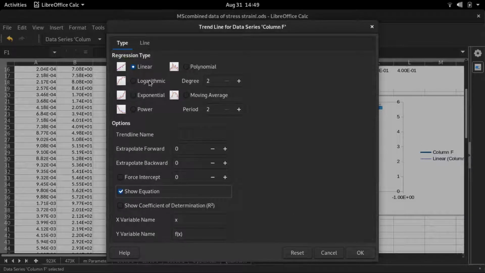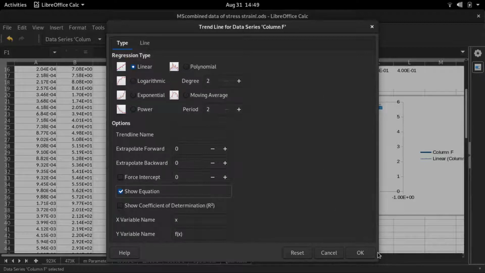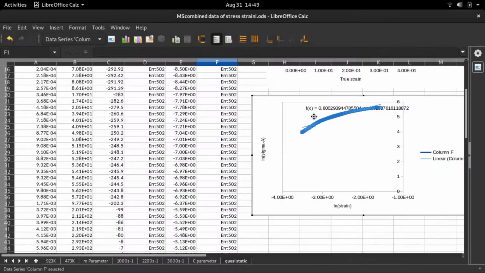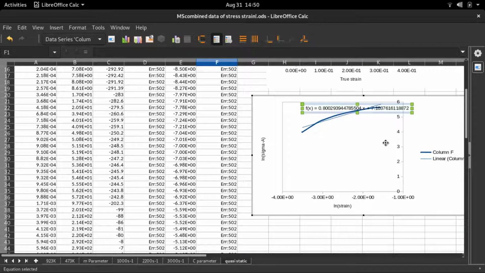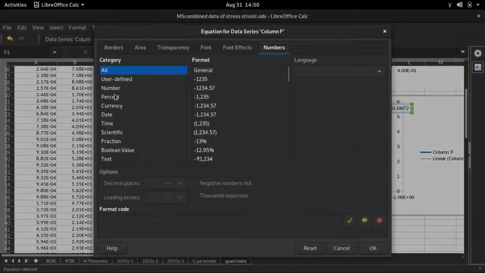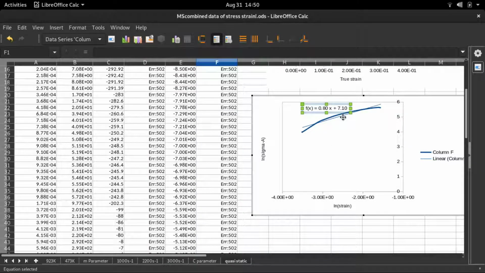You are showing the equation because it is linear, a ln of sigma minus A versus ln of epsilon. So it will look like this, and you can set this value also. So formulate the trend line equation. Now it will look like that. You can choose the number up to 2 decimal places only, and it will look like that.